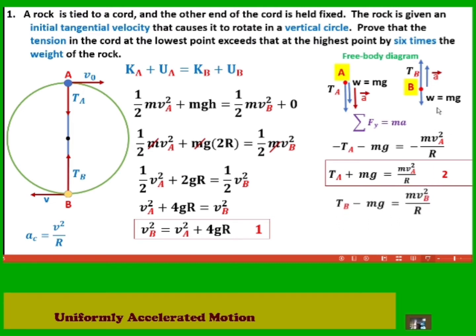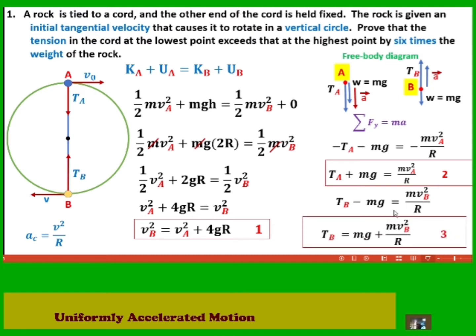At point B, T sub B upward, positive, minus the weight downward, equals mass times the acceleration, which is upward, positive. Then simplifying the equation, solving for T sub B, transfer negative mg to the right and it becomes positive. So this is our equation number 3.